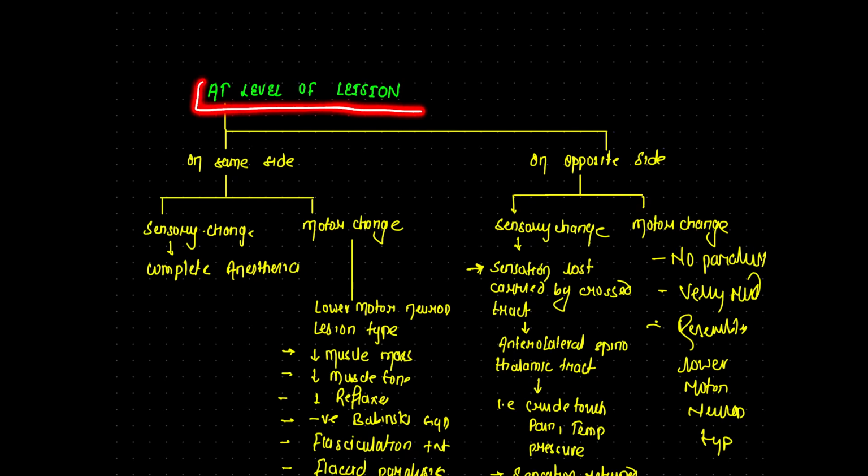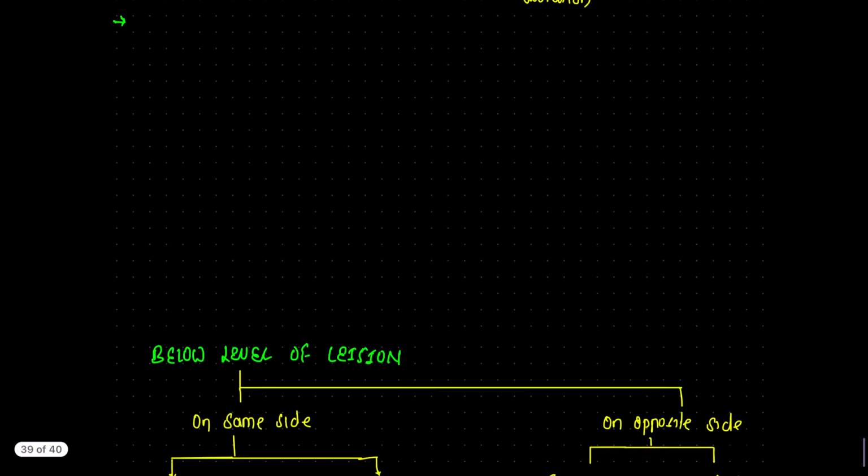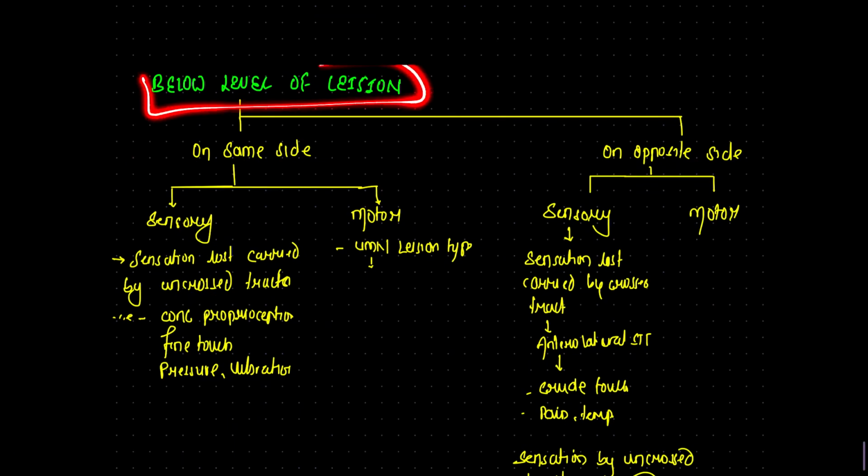Now this was at the level of lesion. Now what about below the level of lesion? Now talking below the level of lesion, here we have got another spinal cord like this. Now talking below the level of injury, that means at these levels.